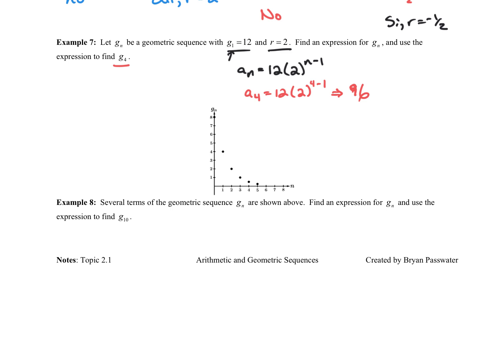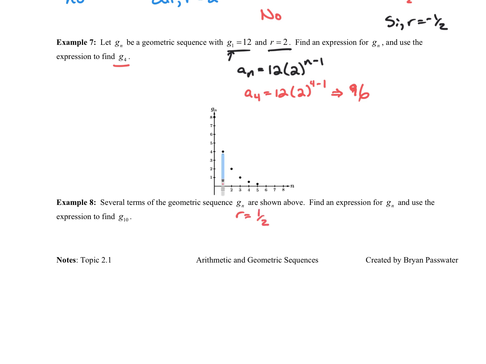Go ahead. Several terms of the geometric sequence g of n are shown above. Find an expression for g of n and use the expression to find g of 10. All right, fantastic. So what do we not have here? My common ratio. So we need to find our common ratio. So how do I get from 8 to 4 to 2 to 1 and so forth? My ratio would be what? What's being multiplied? 1/2, exactly.